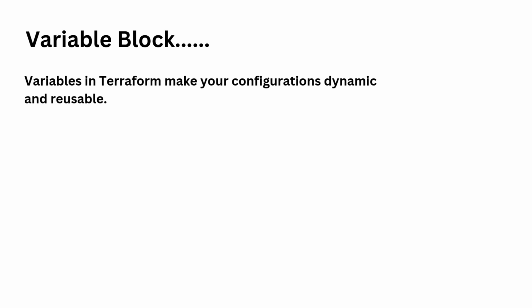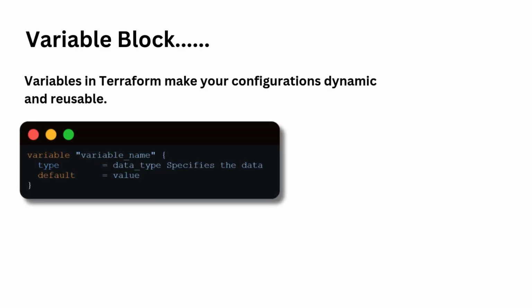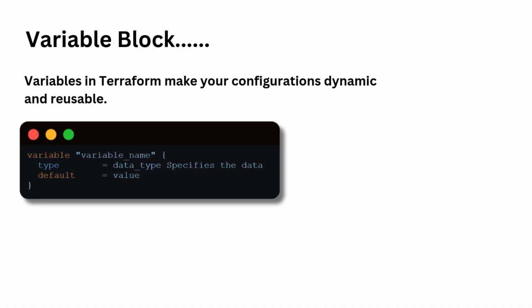Three is variable block. Variables in Terraform make your configurations dynamic and reusable. Instead of hard coding values like instance types, region names, or credentials, you can define variables and use them throughout your Terraform files. So this helps to improve scalability, flexibility, and maintain your infrastructure code. The basic syntax follows the structure: variable, variable name. Then inside the block, we have things like type, which is a data type such as string, number, list, map, etc. Default, which is an optional value. Then description, which explains the variable.